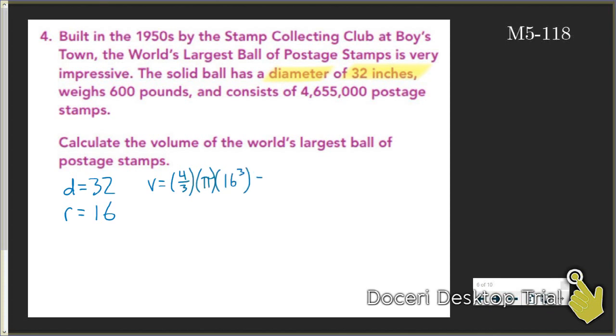Okay? And when you type that into your calculator, remembering to type in 3.14 for pi, you end up with a volume of 17,148.59 inches cubed. All right, good job on that one, not too bad.